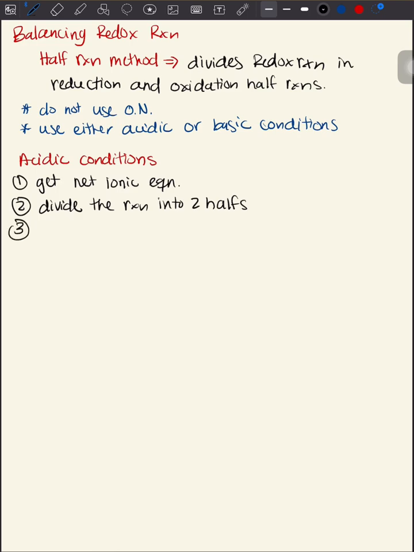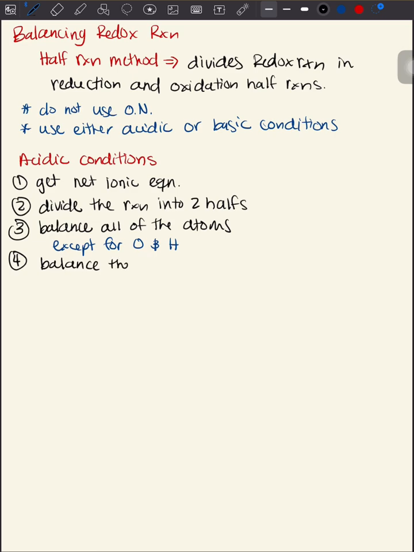The third thing is you're going to balance all of the atoms except for oxygen and hydrogen. After you've balanced all of the atoms besides oxygen and hydrogen, you will balance the oxygen by adding water. And then you're going to balance the hydrogen by adding acid. And we represent the acid by just H+.